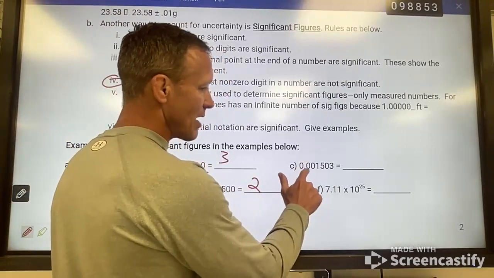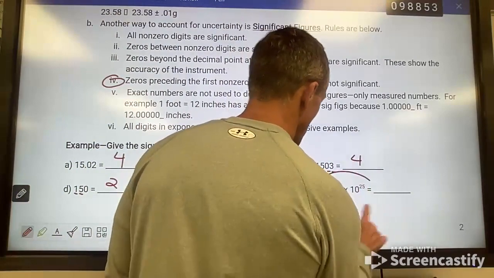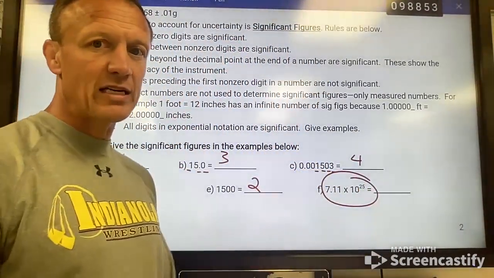Zeros at the beginning do not count. They're just placeholders. 1, 2, 3, 4. 4 sig figs. All right. Sci notation. This is scientific notation. So something times 10 to a power, which you're going to see a lot of this year.